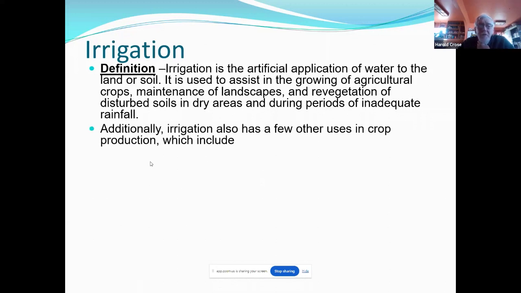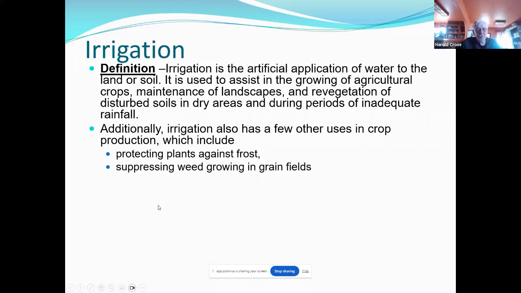Additionally, irrigation also has a few other uses in crop production, which include protecting plants from frost. We see this a lot in our orchards over here, early season cherries and whatnot. They'll have basically two systems on the place, one with overhead impact sprinklers for frost protection, and then under-tree systems as the main water supply for irrigation. But you have to take into consideration the water that's applied for frost protection when looking at irrigation frequency and soil moisture monitoring and those things.